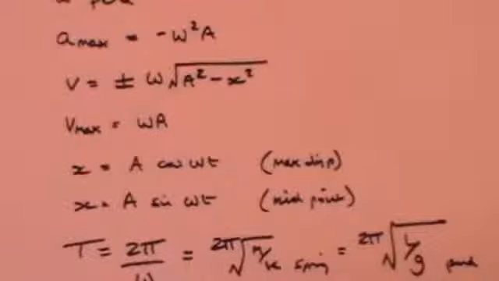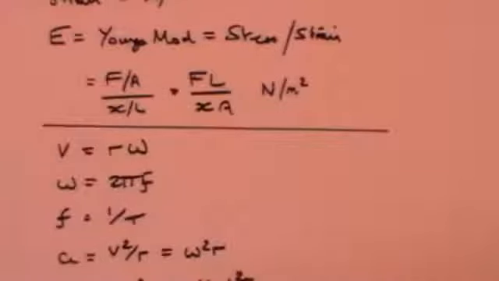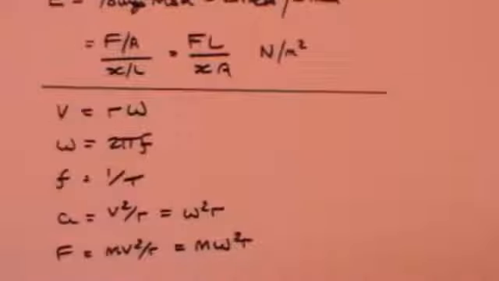Centripetal acceleration, which is directed towards the centre of the circle, is v squared over r, or omega squared r. Centripetal force is mv squared over r, which equals m omega squared r. In other words, it's just the mass times the centripetal acceleration.